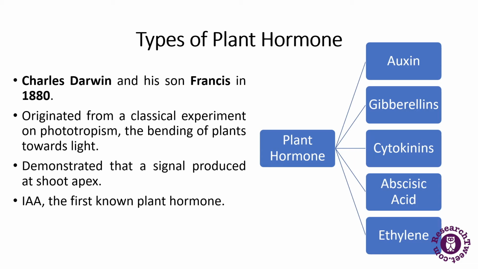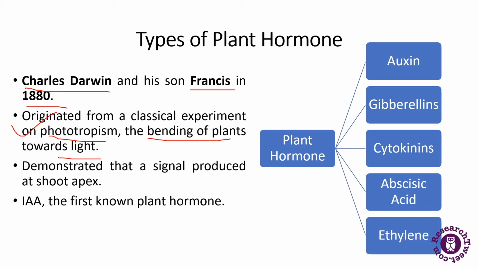The concept of plant hormones originated from a classical experiment on phototropism. The word phototropism means the bending of plants towards the light, and this experiment was carried out by Charles Darwin and his son Francis in 1880. So what did he demonstrate? He demonstrated that a signal produced at the shoot apex travels downwards and causes differential cell elongation in the lower parts of the coleoptile, which resulted in bending towards the light.